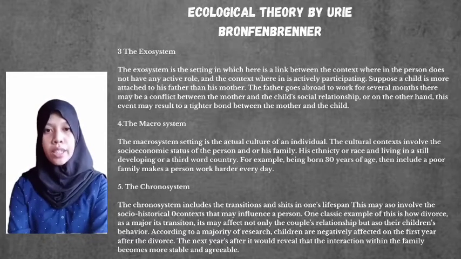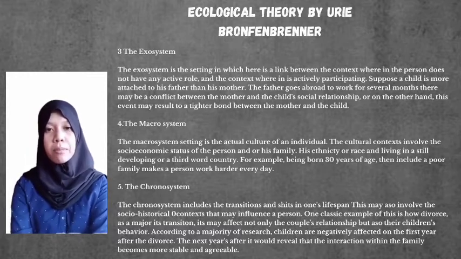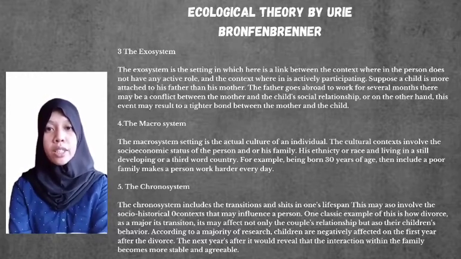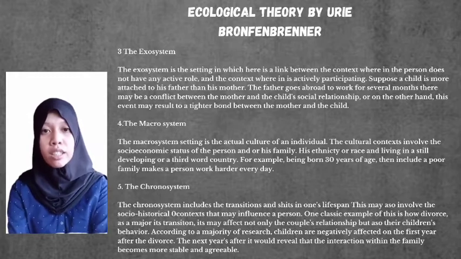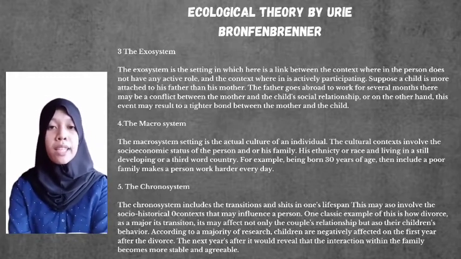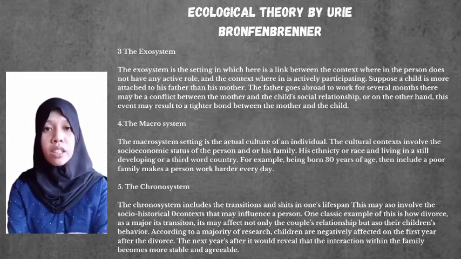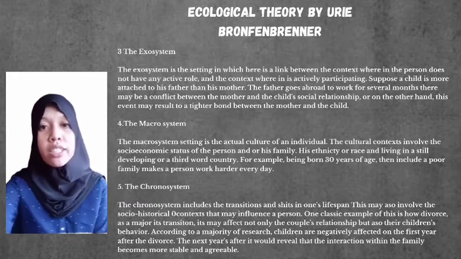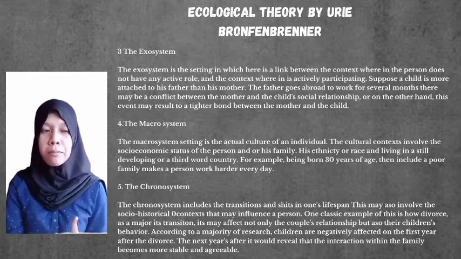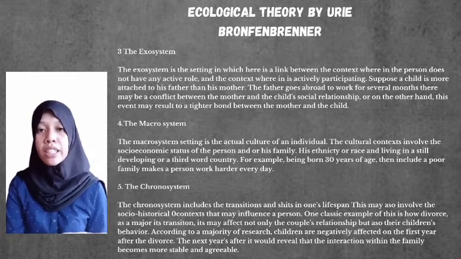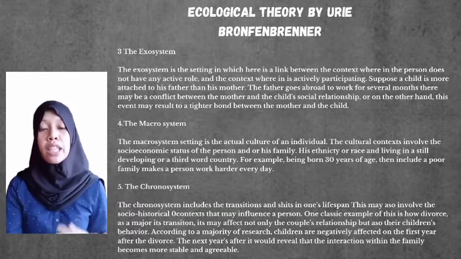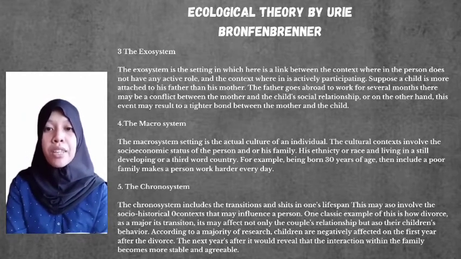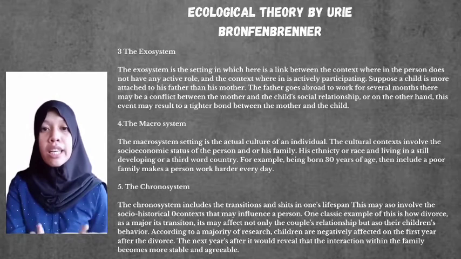Let's proceed now to the last level, the chronosystem. The chronosystem includes the transitions and shifts in one's lifespan. This may also involve the socio-historical context that may influence a person. One classic example of this is divorce. As a major age transition, it may affect not only the couple's relationship but also their children's behavior. According to a majority of research, children are negatively affected in the first years after the divorce. The next years after would reveal that the interaction within the family becomes more stable and agreeable.